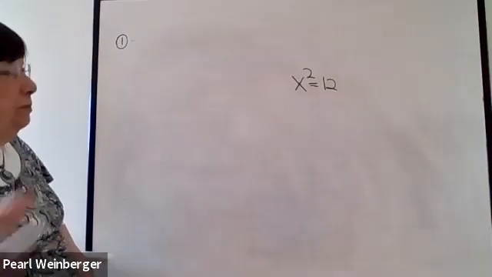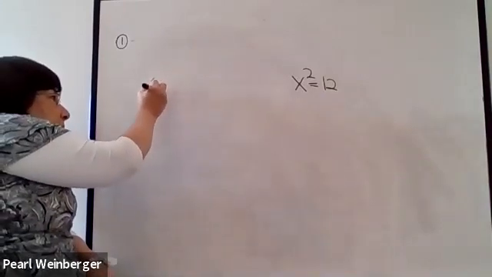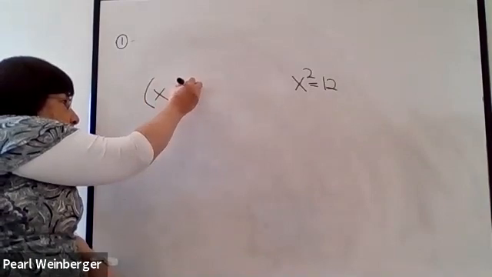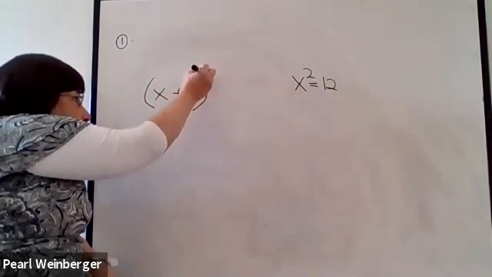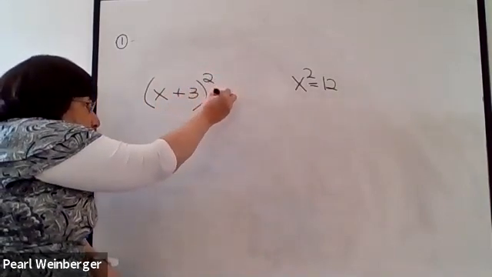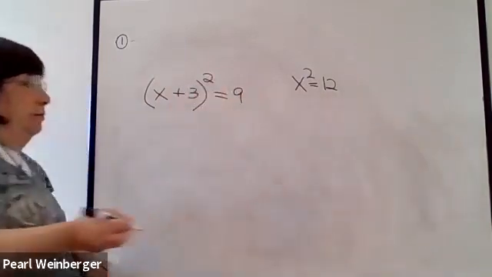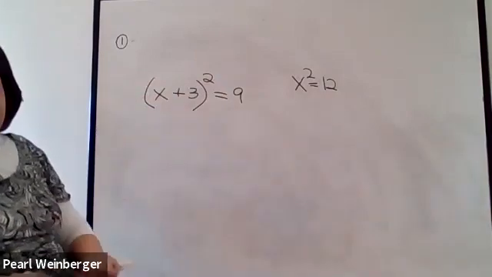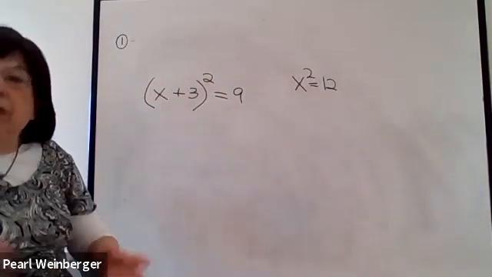What if I had something like this? x plus 3 squared equals 9. What if instead of just having an x squared, I had a whole binomial squared?